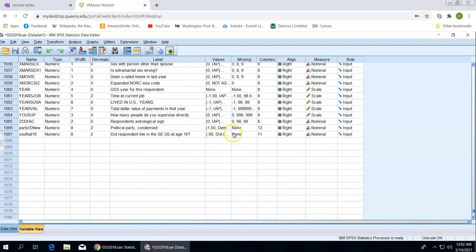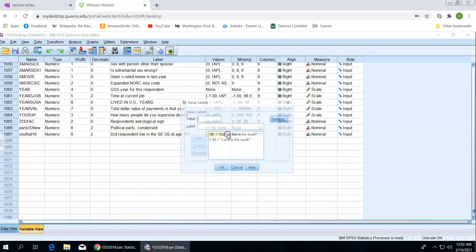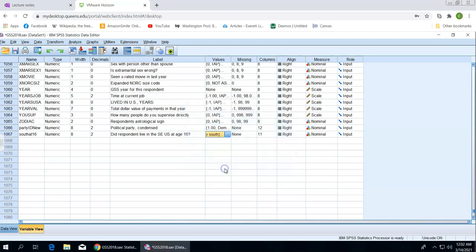And then there's this one. Did a respondent live in the Southeast U.S. at age 16? And 0 is no, they didn't, and 1 is yes, they did.